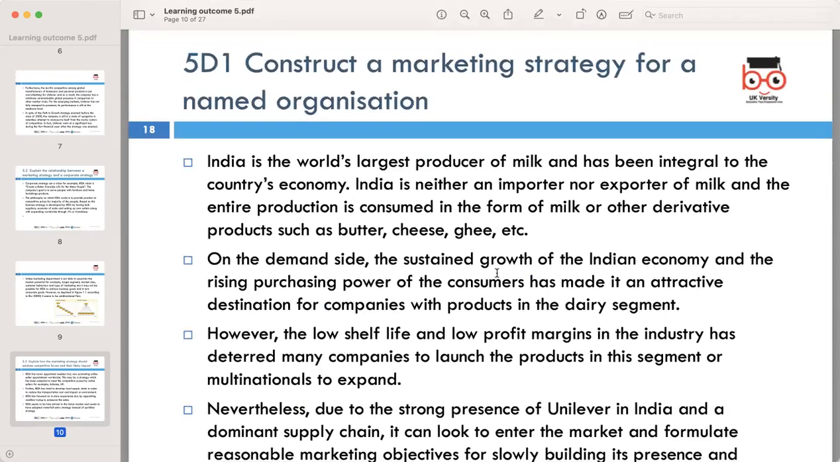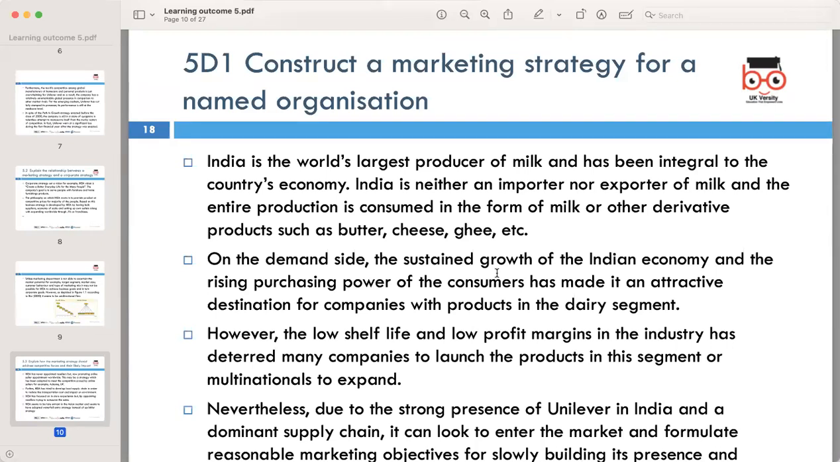Construct a marketing strategy for named organizations. India is the world's largest producer of milk and has been integral to the country's economy. India is neither an importer nor exporter of milk, and the entire production is consumed in the form of milk or other derivative products such as butter, cheese, ghee, etc.